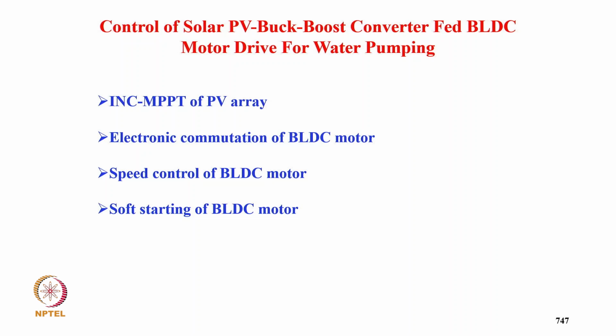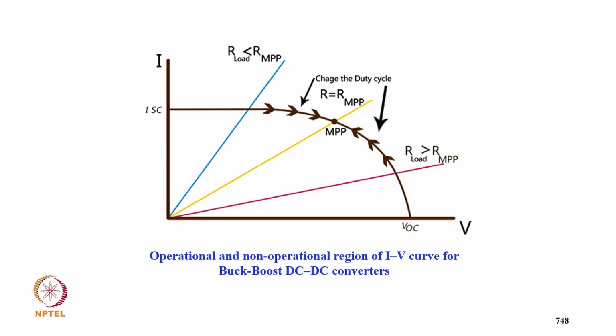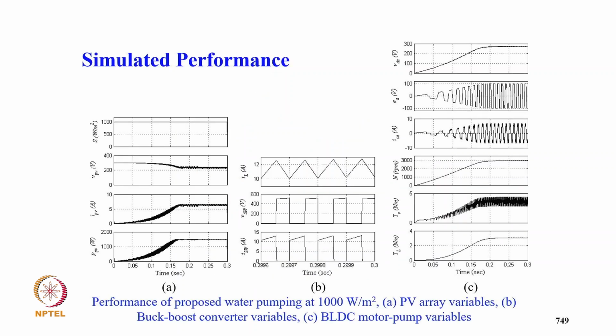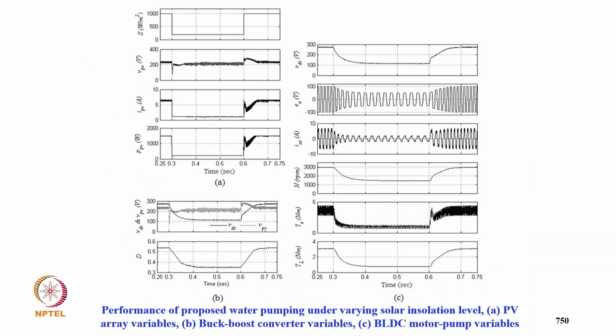So we use incremental conductance method for control of maximum power tracking of the photovoltaic array, for the permanent magnet brushless DC motor speed control and soft starting of the BLDC motor, and this is how the MPPT is operating. The simulated performance shows PV solar insulation, PV voltage, PV current during starting, and PV power, and the motor DC link voltage, the back EMF and winding current of A phase, speed, developed torque and load torque, and the inductor current and the switch current, and then the performance simulated during insulation change, all these parameters.